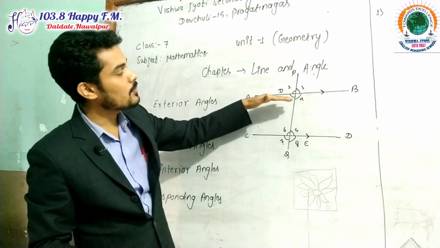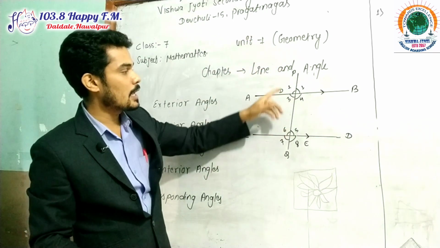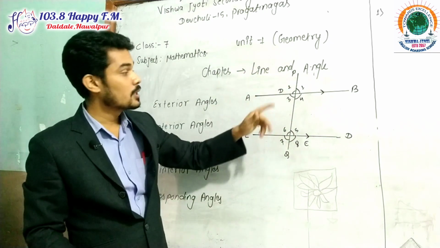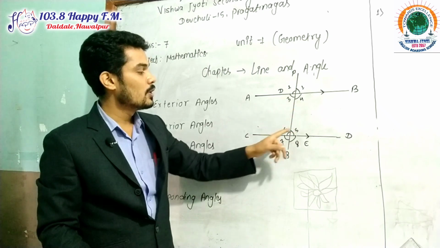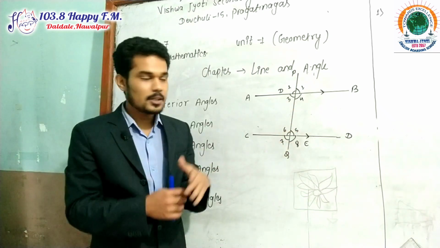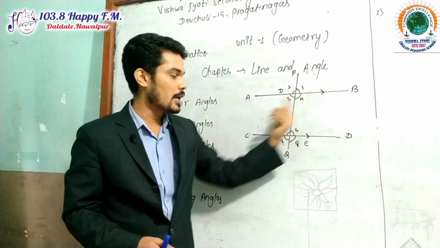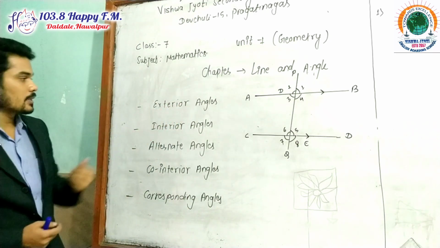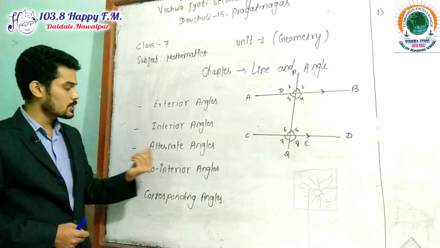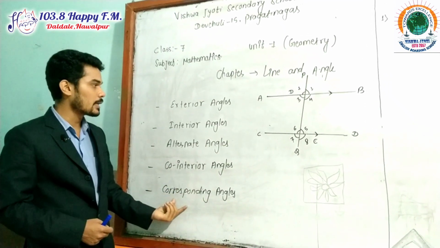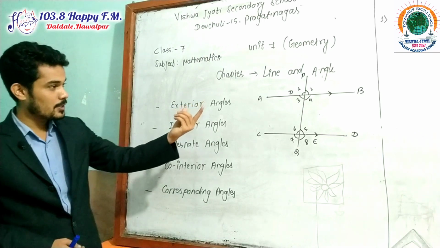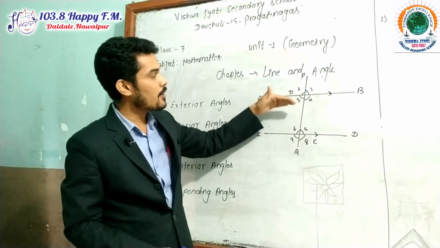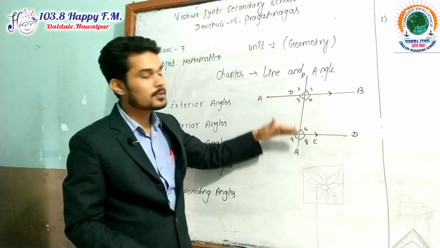Some angles are formed on the outside of these parallel lines, like 1, 2, 7, 8 are outside of these two parallel lines, and some angles like 3, 4, 5 and 6 are formed inside the parallel lines AB and CD. So you can see here exterior angles. There are some types of angles: exterior angles, interior angles, alternate angles, co-interior angles and the corresponding angles. Exterior angle, you are very much clear seeing this figure. Exterior angle means those angles which are formed outside of the parallel lines.